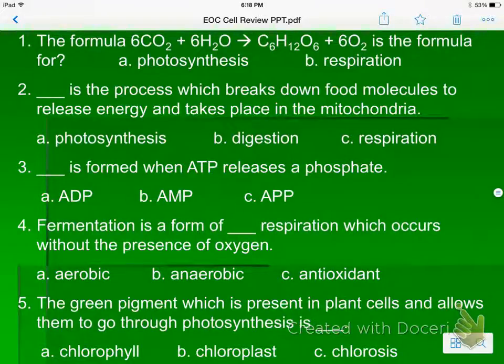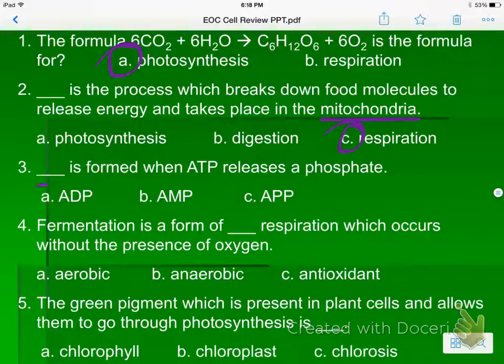All right, a little review. So this formula, number one, 6 CO2 plus 6 H2O yields C6H12O6, which we know is glucose, plus 6 O2. What makes glucose and oxygen? Plants do, so that's photosynthesis. Blank is the process which breaks down food molecules to release energy and takes place in the mitochondria. Key hint there: respiration. Blank is formed when ATP releases a phosphate.